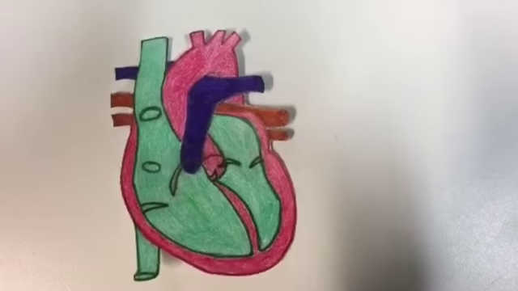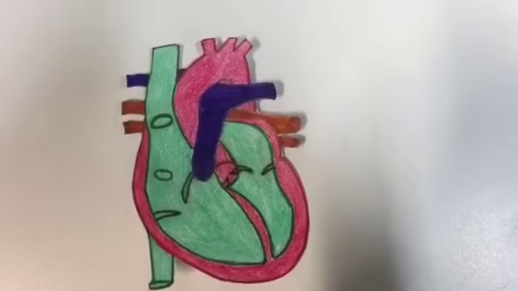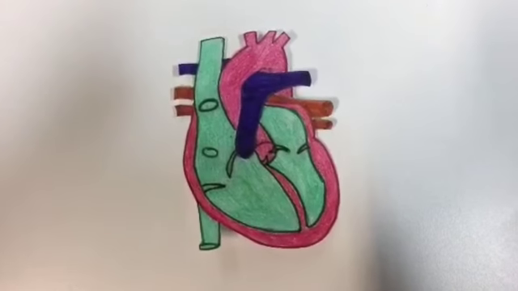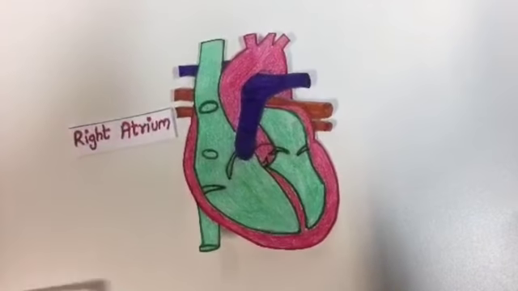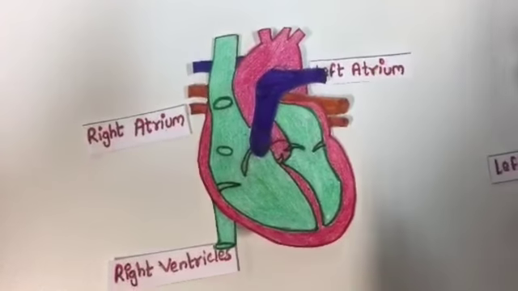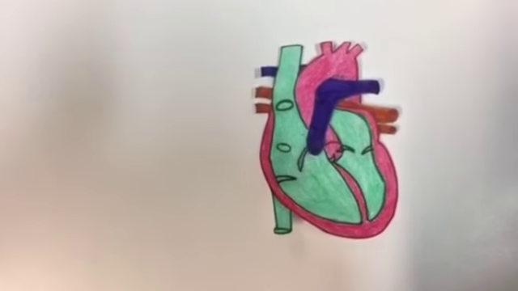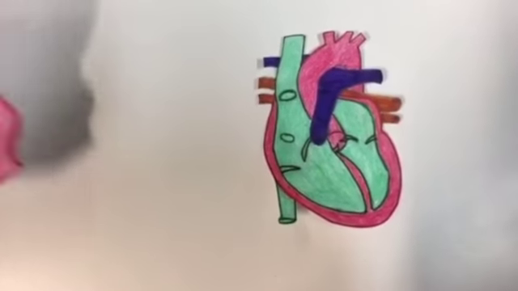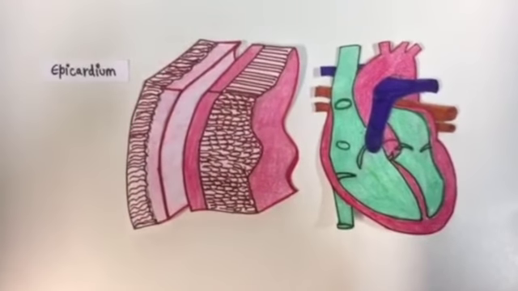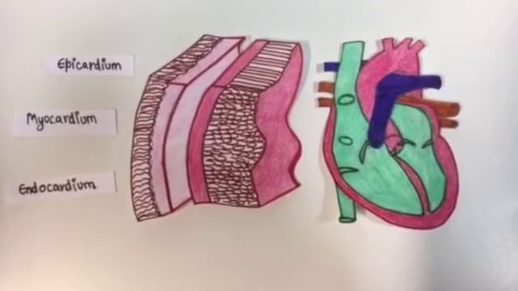In this video, we are going to learn about the cardiovascular system and how it operates. The cardiovascular system has four chambers: right atrium, right ventricle, left atrium, and left ventricle. The cardiovascular system, which means the heart, has three layers. First layer being epicardium, second layer being myocardium, and the third layer being endocardium.